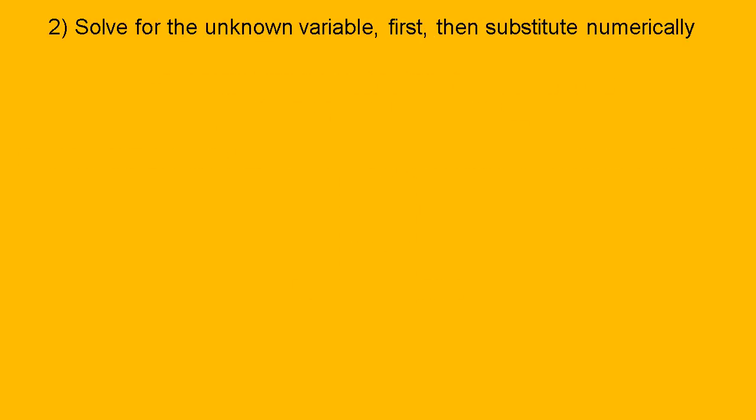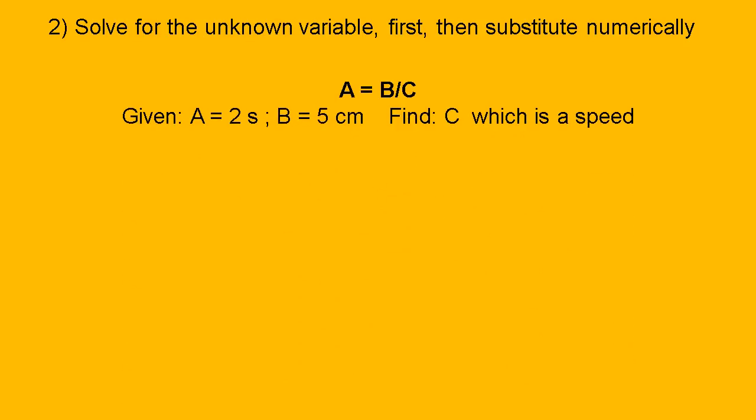Okay, so the second way would be to solve for the unknown variable letter first and then substitute numerically. So once again, A equals B over C. We're given A is 2 seconds, B is 5 centimeters. Find C, which is speed.